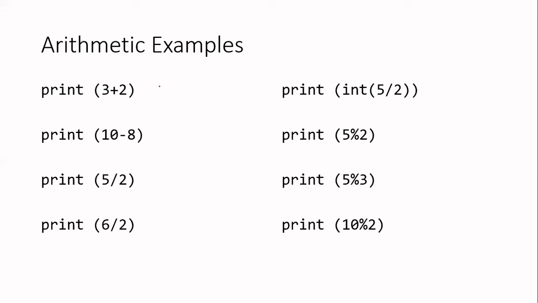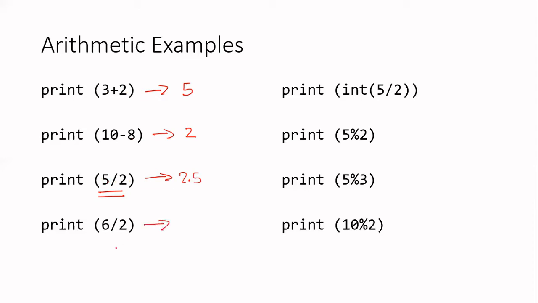Print 3 plus 2, well, that's quite straightforward. 3 plus 2 is 5. Print 10 minus 8, straightforward. 10 minus 8 is 2. This is division. What's 5 divided by 2? 5 divided by 2 is 2.5. So that would give me 2.5.